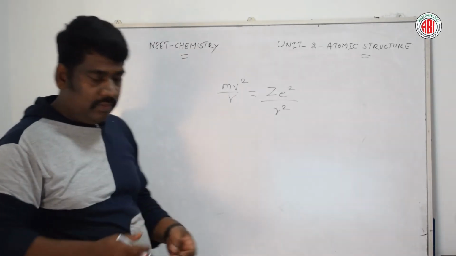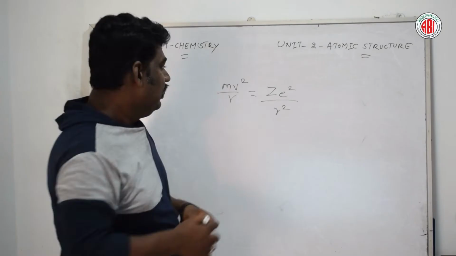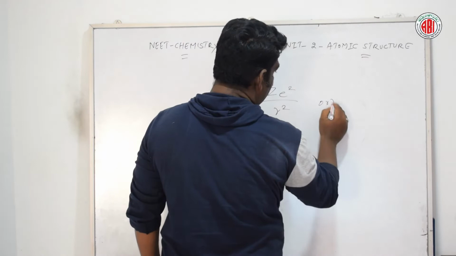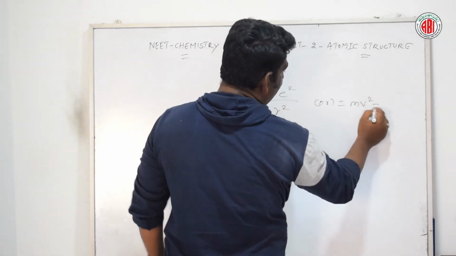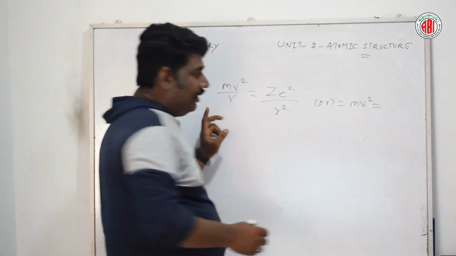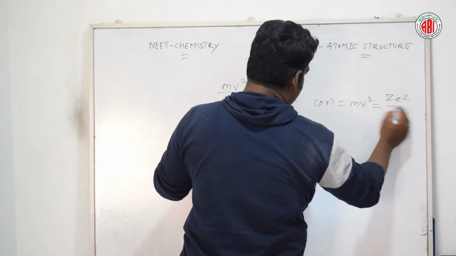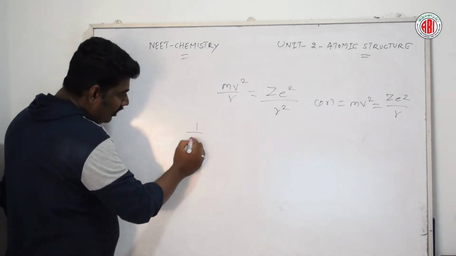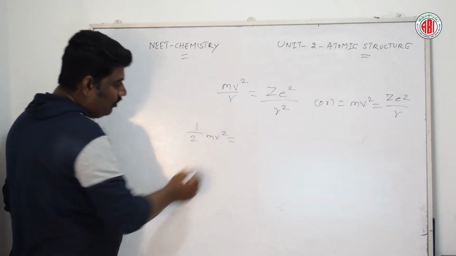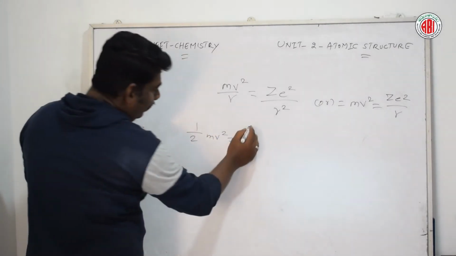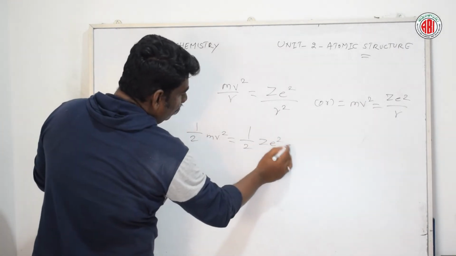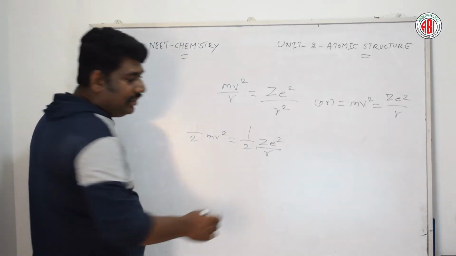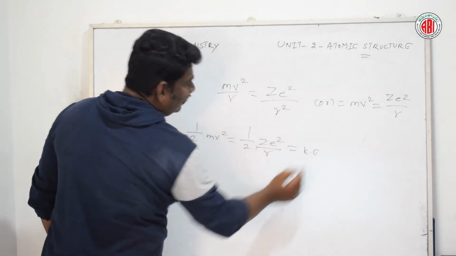Now let us see how to solve this problem. This can be written in another format: mv² = Ze²/r, and the kinetic energy, ½mv², is equal to ½ Ze²/r. That is nothing but the kinetic energy.